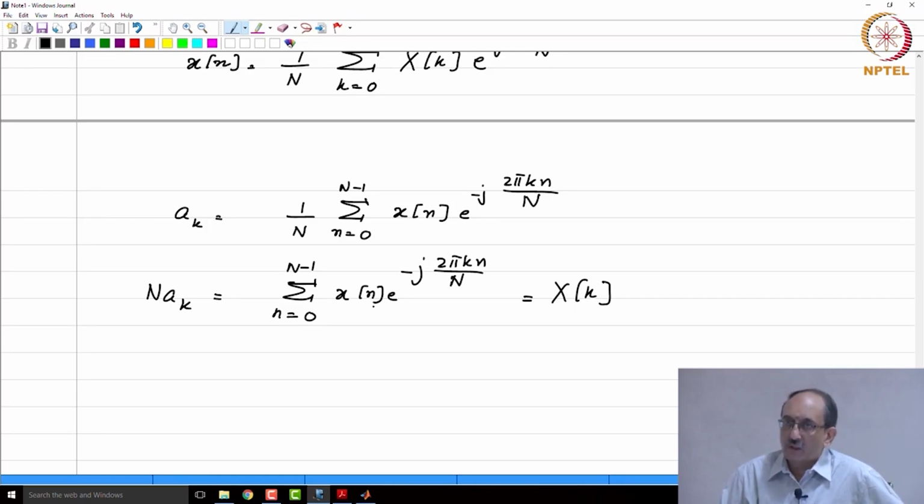Therefore, of all the Fourier representations we have seen so far, the only one that is amenable for machine implementation and machine computation is the DFT or the DTFS. DTFS and the DFT are synonymous. So, no other representation can be implemented on a computer.